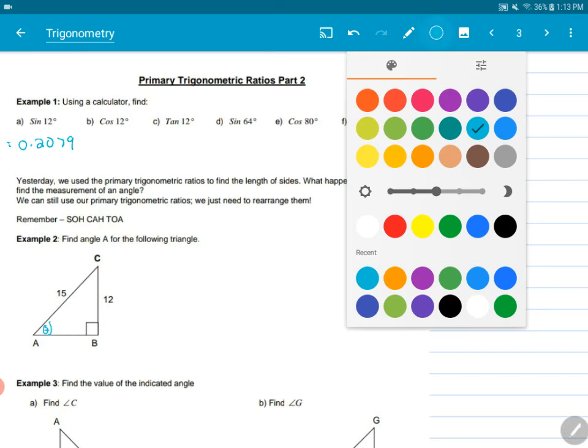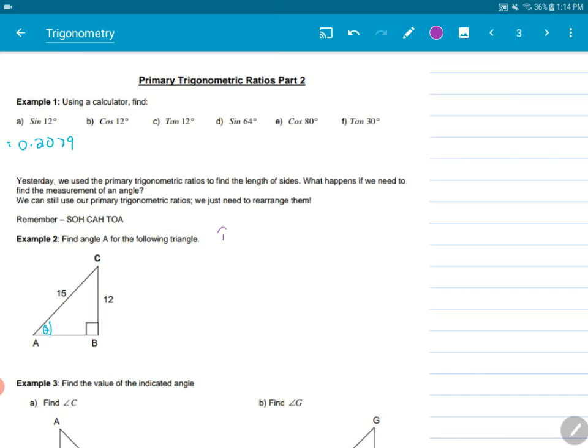And we're going to do the same thing that we did yesterday, which was step 1 is to label. So from that angle A, or angle theta, we're going to go find our hypotenuse. We're going to find our opposite, and we're going to label the adjacent. Step 2, we're going to have our have and need. And I'm going to write our SOHCAHTOA up here so we can refer back to it.